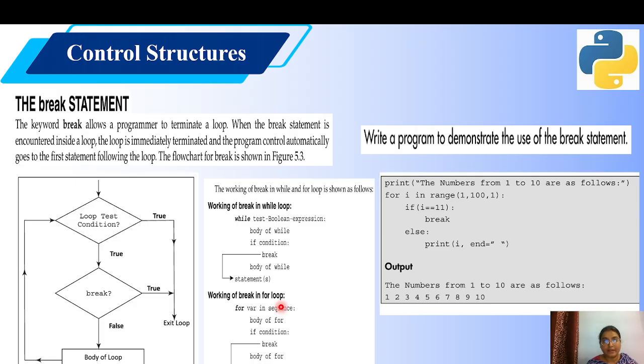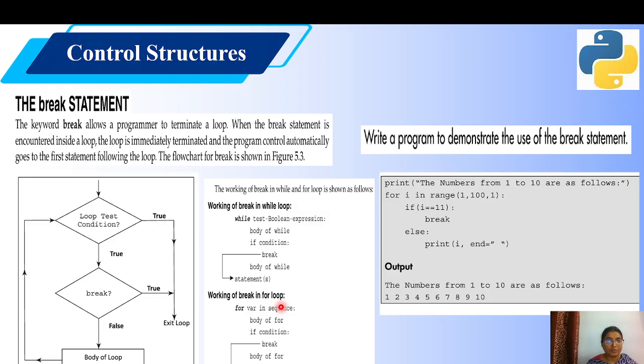Now break and continue statements. So loops are like a train moving on a track, but what if you want to stop the train in the middle of the track? Or what if you want to skip one station and keep going? So that's where break and continue come in.